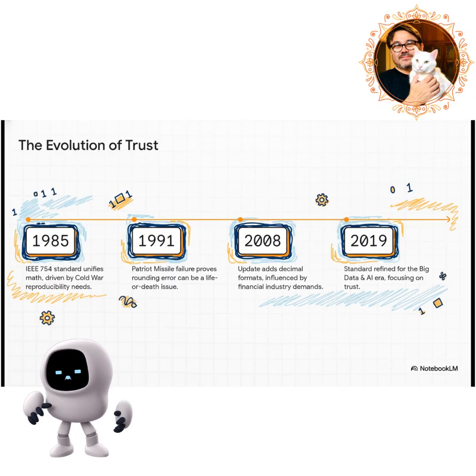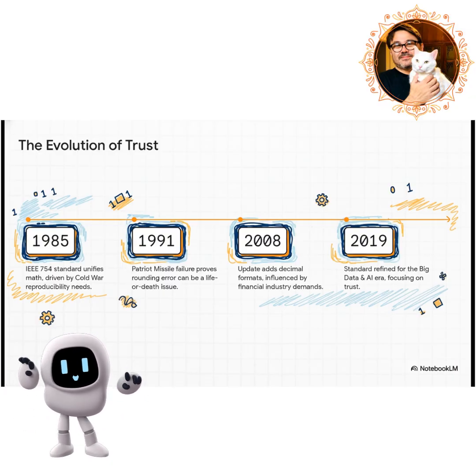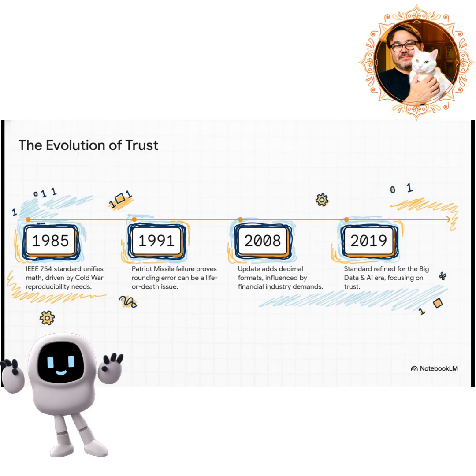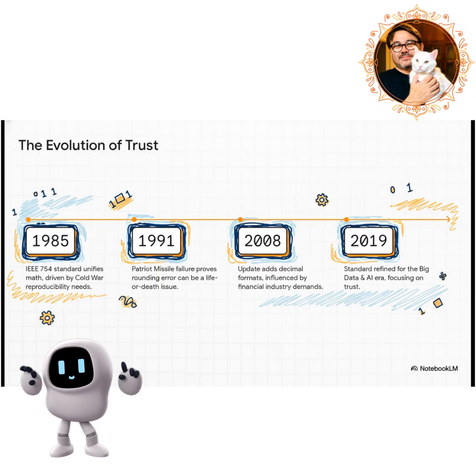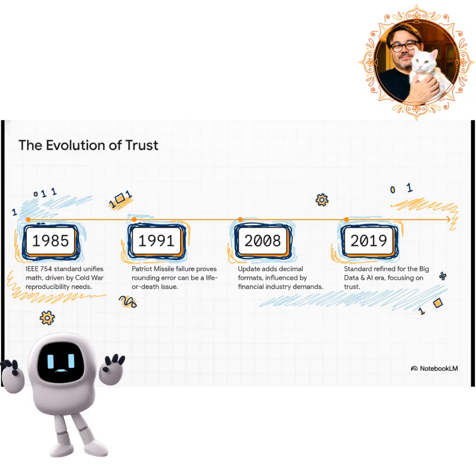Jump to 2008, and now it's the financial industry's turn. Banks can't have tiny rounding errors when they're dealing with trillions of dollars, so the standard was updated. And just a few years ago, in 2019, it was refined again for the world of AI, where being able to reproduce a result isn't just a technical need, it's an ethical one.